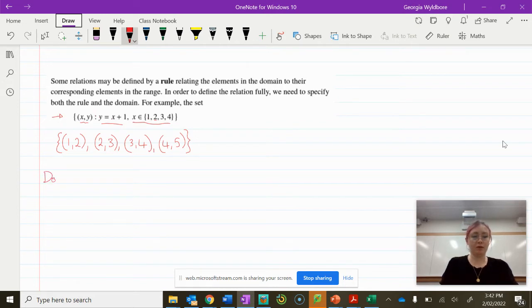The domain of this is going to be the set {1, 2, 3, 4}. So our x values. And the range is going to be the set of our y values, {2, 3, 4, 5}.